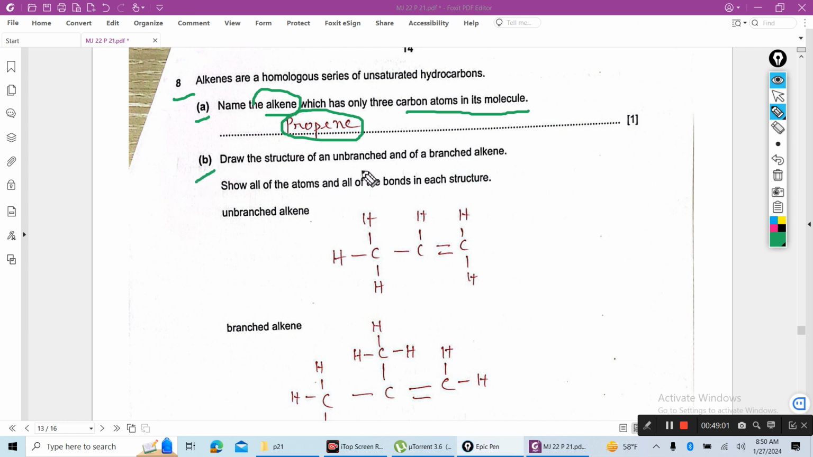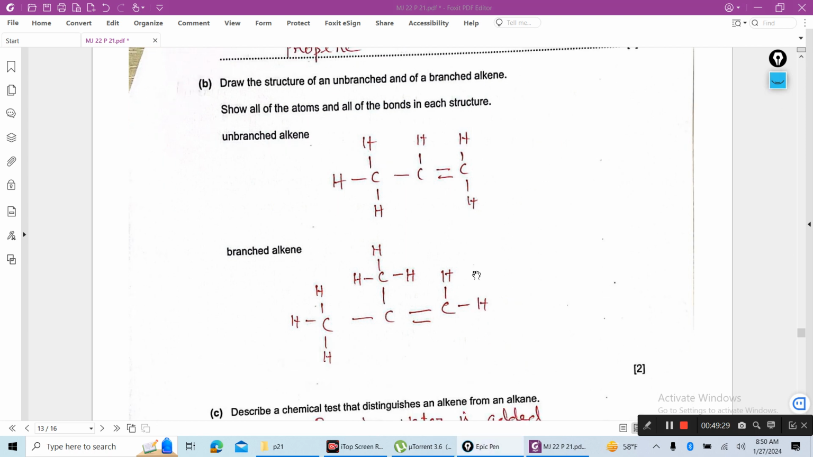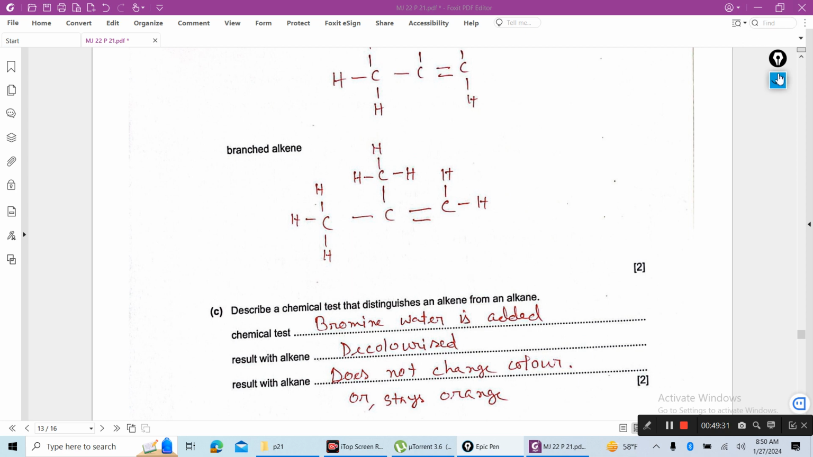Draw the structure of unbranched and of branched alkenes. Show all the atoms. All the atoms means displayed formula. This is the unbranched alkene, 1, 2, 3. This is an unbranched alkene. There is no branch.